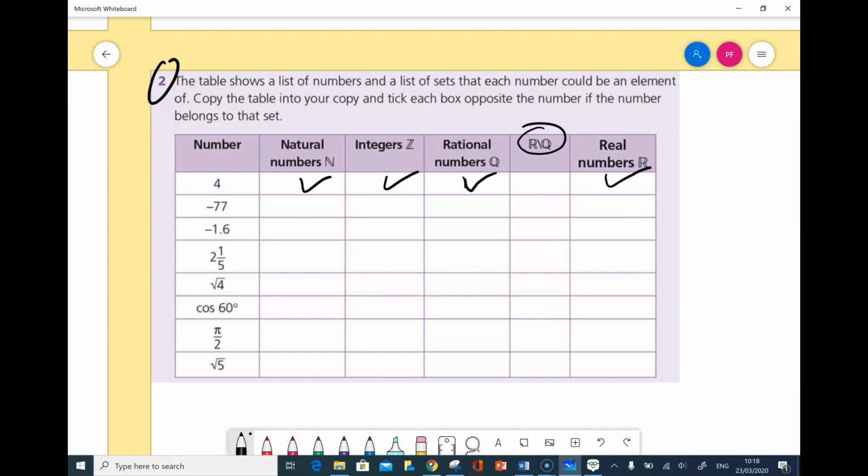Minus 77. Is it natural? No, because it's negative. Is it an integer? It certainly is. Can be expressed as a fraction? Probably. It's not irrational. If it's rational, it can't be irrational. It can't be both. Is it a real number?